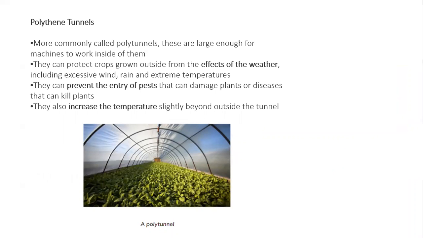So in this slide, you can see a polytunnel. More commonly, these are called polytunnels, and they are large enough for machines to work inside of them. They can protect crop growth from the effects of bad weather and from pests. This can prevent the entry of pests, and also regulate the temperature. Basically, they also increase the temperature slightly beyond the outside environment.